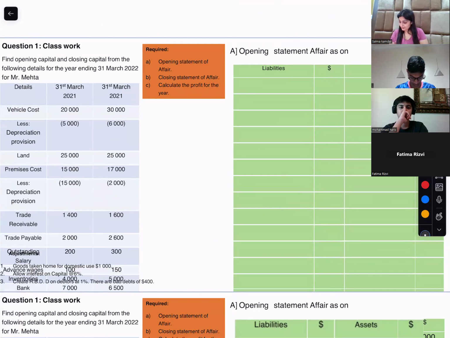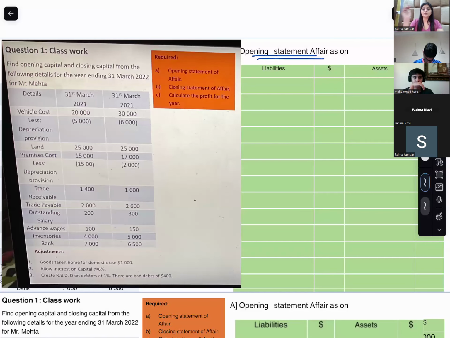So now you have this question right there in front of you. You have to make your opening statement of affairs. I'm giving you 2 minutes. You can try, figure out, and make your opening statement of affairs. This question is also there in your volume 2. Now, there are two mistakes in this question.